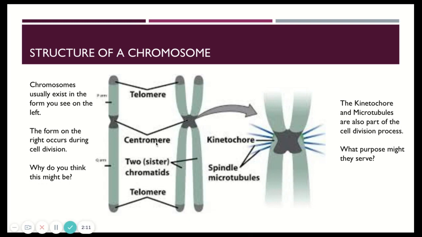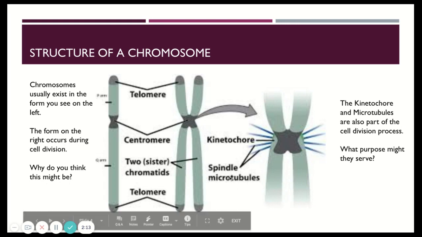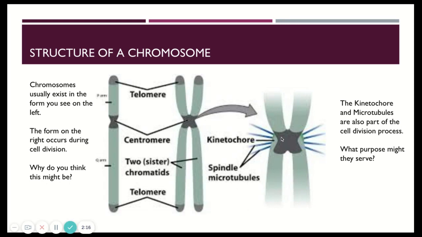During cell division, the centromere gets attached to these spindle microtubules via the kinetochore to help pull those sister chromatids apart. And then each chromosome is capped off with telomeres.